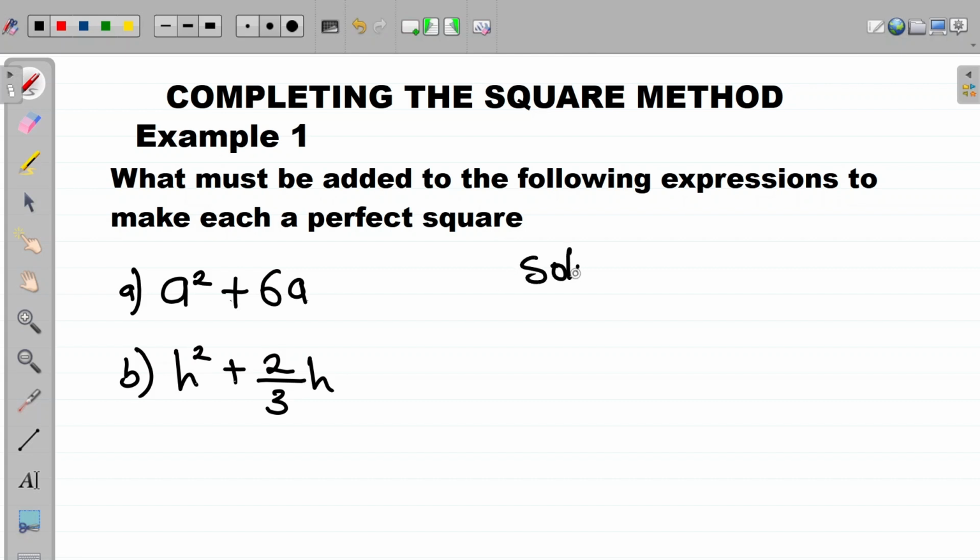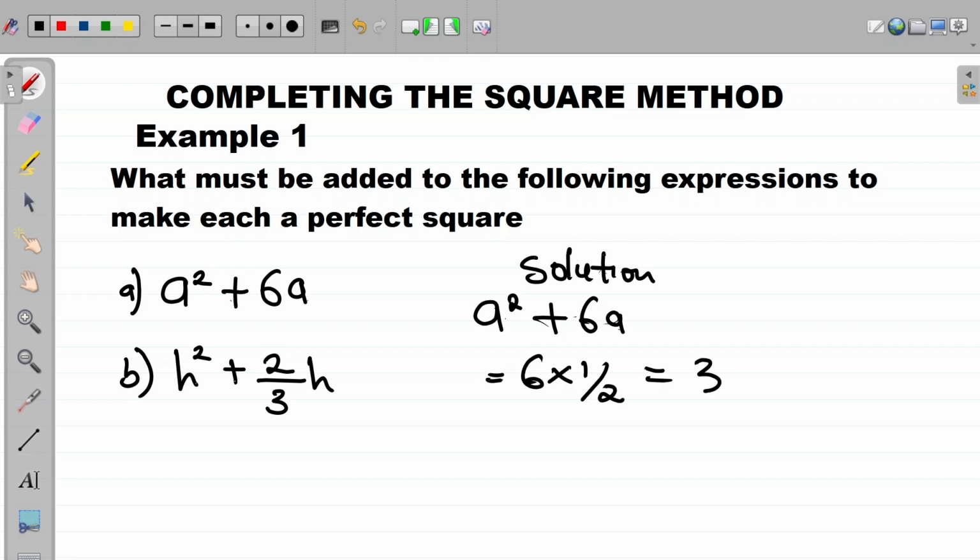Solution. Now, we have a squared plus 6a. We are asked what must be added to this expression to make it a perfect square. So from here, the first thing we do is to multiply the coefficient of a by half. So we have 6 times 1 divided by 2, which is equal to 3.